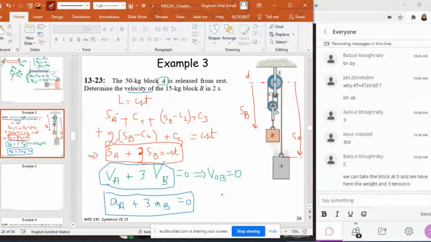So let's go back and apply the kinetics equation. How can I apply the kinetics equation?